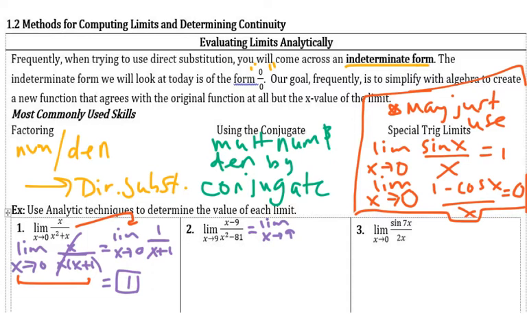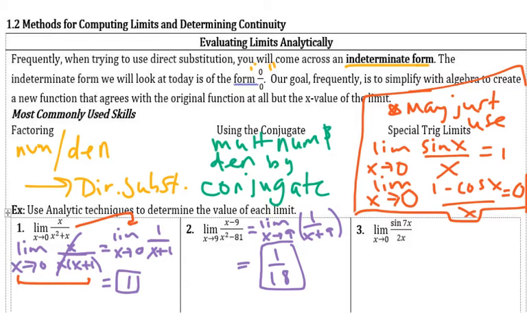So I know that that denominator is going to factor to be x plus 9, x minus 9, which means the x minus 9s are going to divide out. And I'm going to be left with the limit as x approaches 9 of 1 over x plus 9. Then I can use direct substitution, and that's going to give me 1 over 18.